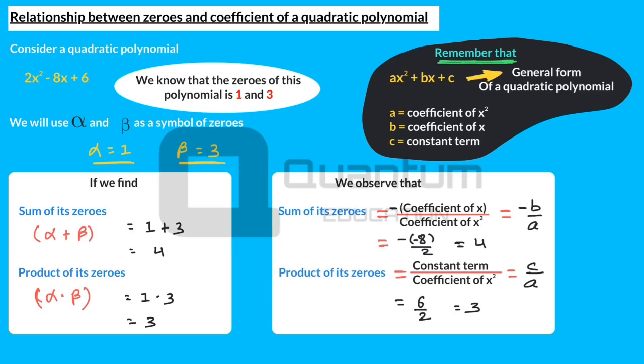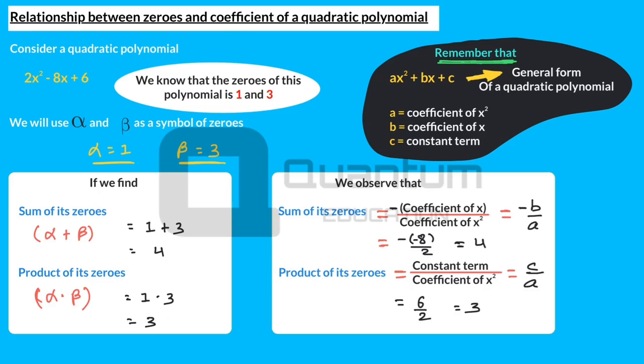Our next topic is the relationship between zeros and coefficients of a quadratic polynomial. Consider a quadratic polynomial, that is 2x square minus 8x plus 6. We have a quadratic polynomial, and we want to derive the relationship between the zeros of this polynomial and its coefficients.